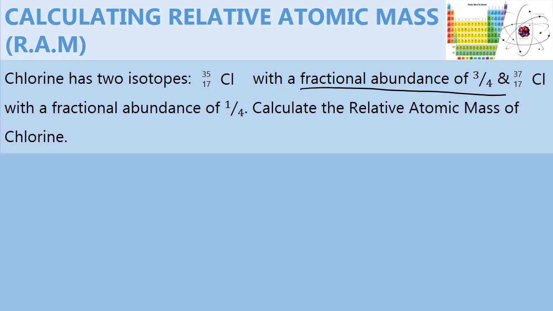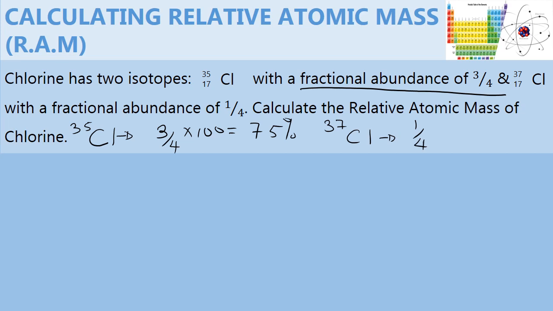So, for chlorine 35, we are going to calculate as follows. Three quarters multiplied by 100 to give us 75%. For chlorine 37, it is 1/4 times 100 to give us 25%.